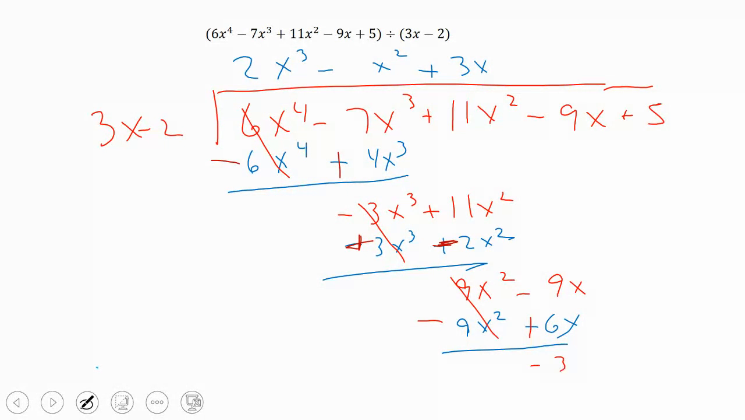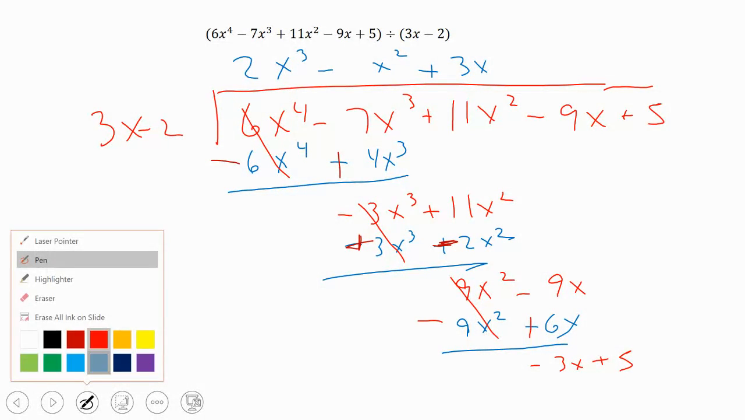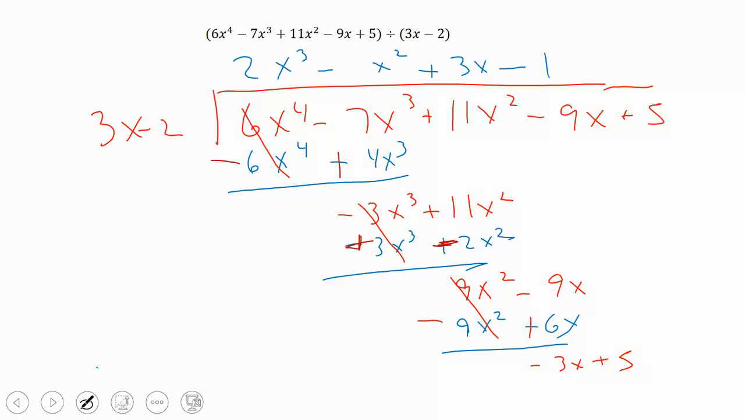Let's see, negative 3x, and here's the last one. 3x goes into negative 3x one time, or negative one time. Negative 3x plus 2. Change your signs, and we end up with 3 remaining. So a remainder of 3. So that's what we end up with in the traditional long division method.